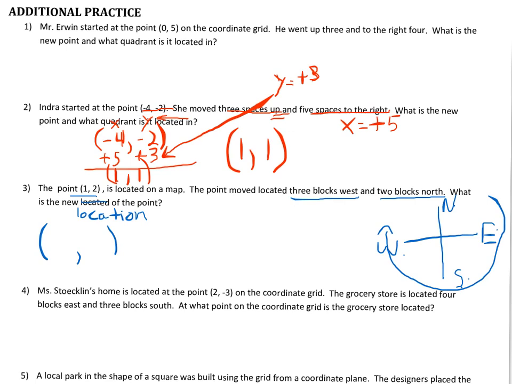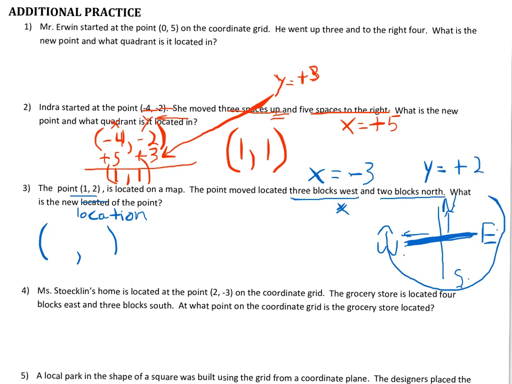All right, so the point moved 3 blocks west. Well, look at west. Which axis is the west on? It's on the x-axis. And because I move left, is it a positive or a negative x? Well, the answer is negative because I'm moving to the left. And then it was 3 blocks. Then 2 blocks north. Well, north and south are my y-axis. North I know is up, which means it's going to be positive, and it was 2 blocks.